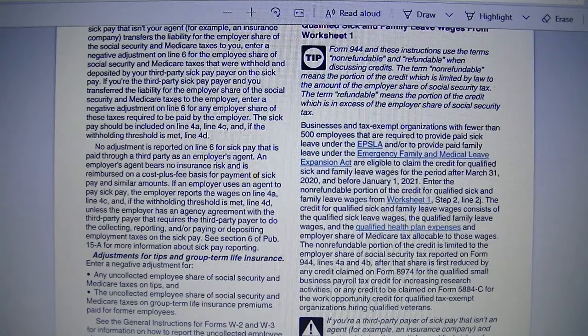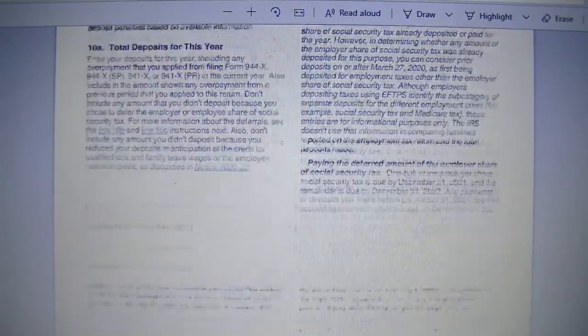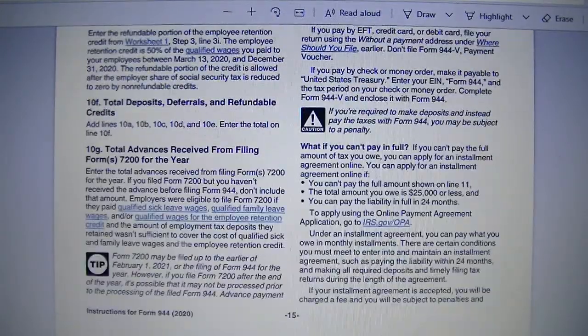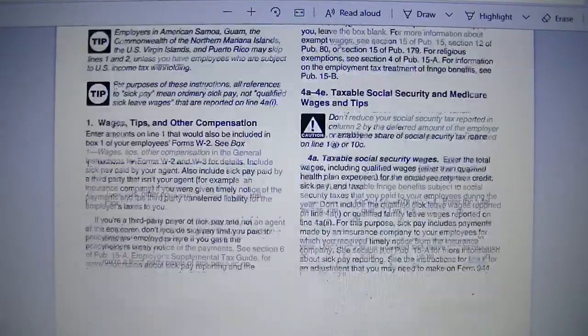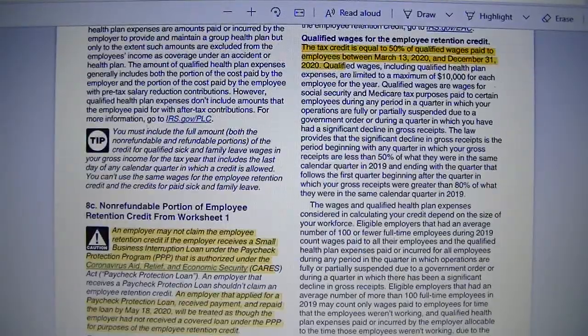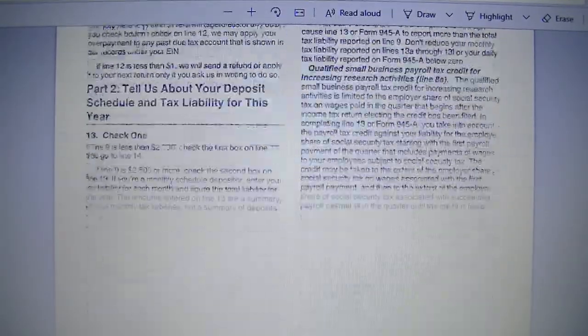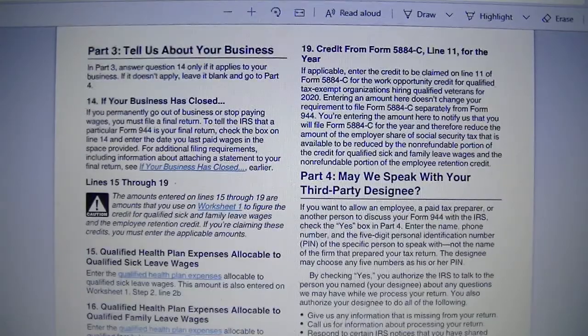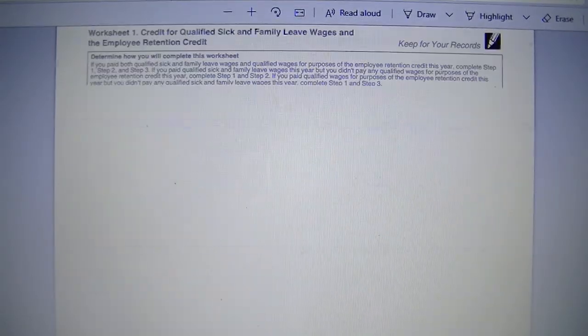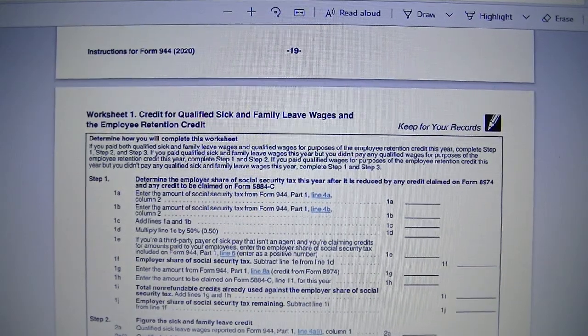Okay, so let me show you the worksheet. If you pull up the instructions, you will see the worksheet on page 20, pretty much at the end of the instructions.